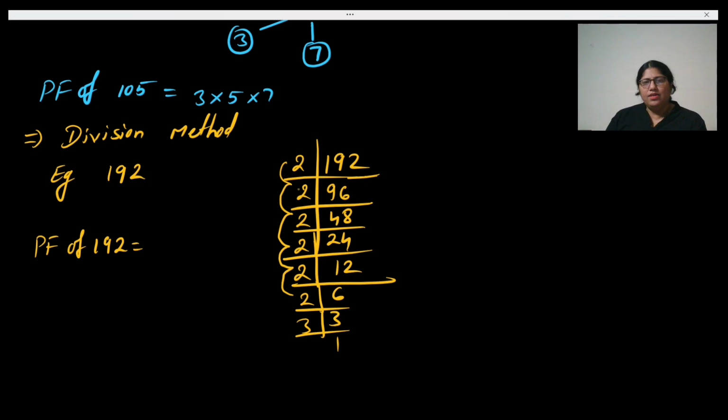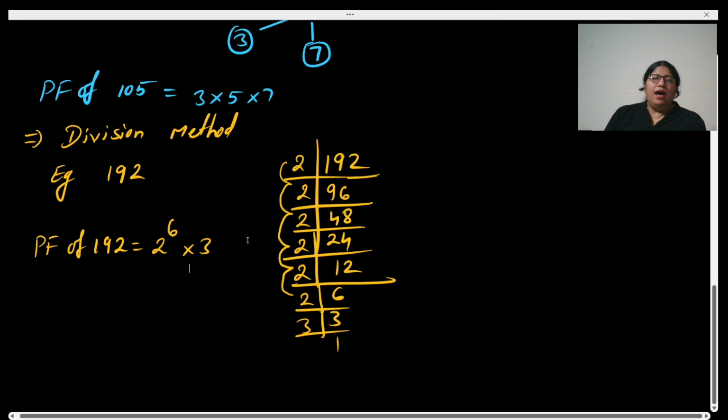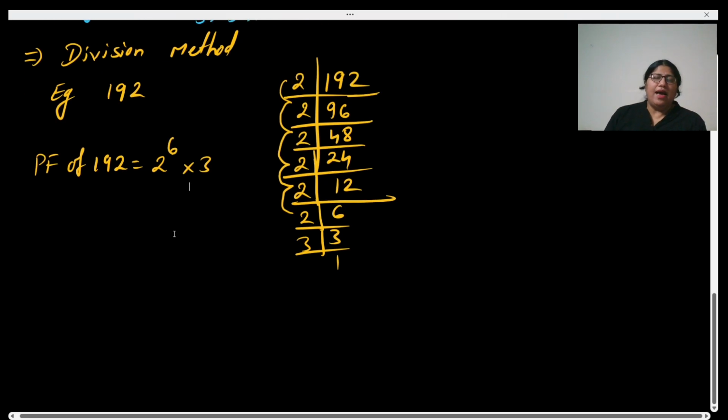You can write this as 2 to the power 6, because 2 is coming 6 times here: 1, 2, 3, 4, 5, 6 times 3. This is called converting 192 into the product of its prime factors, right? Now, using this, how do you find the LCM and HCF?